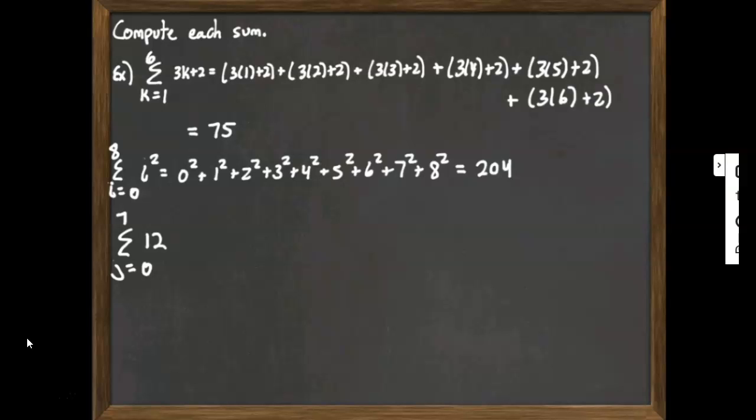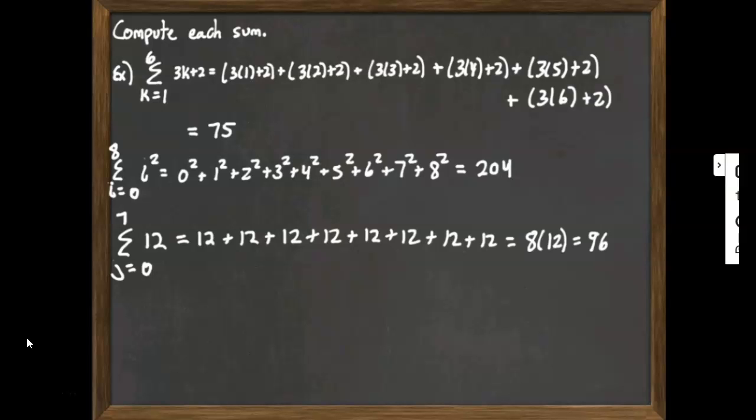That means it's a 12 every time. But j is still going to start at 0 and increment to 7. So j is 0 would be 12, and then another 12 for j equals 1, and 2, 3, 4, 5, 6, and then as j goes to 7. So it ends up we actually have 8 twelves here because we're going from 0 to 7. If it was 1 to 7, we'd just have 7 twelves. But we have 8 twelves, which is just 8 times 12, or 96.